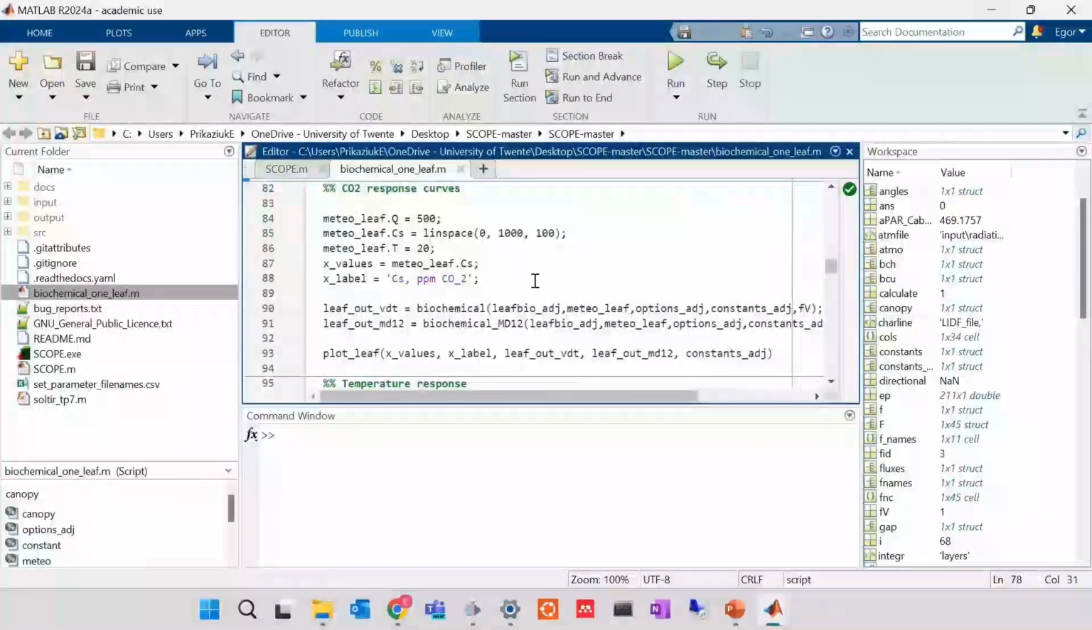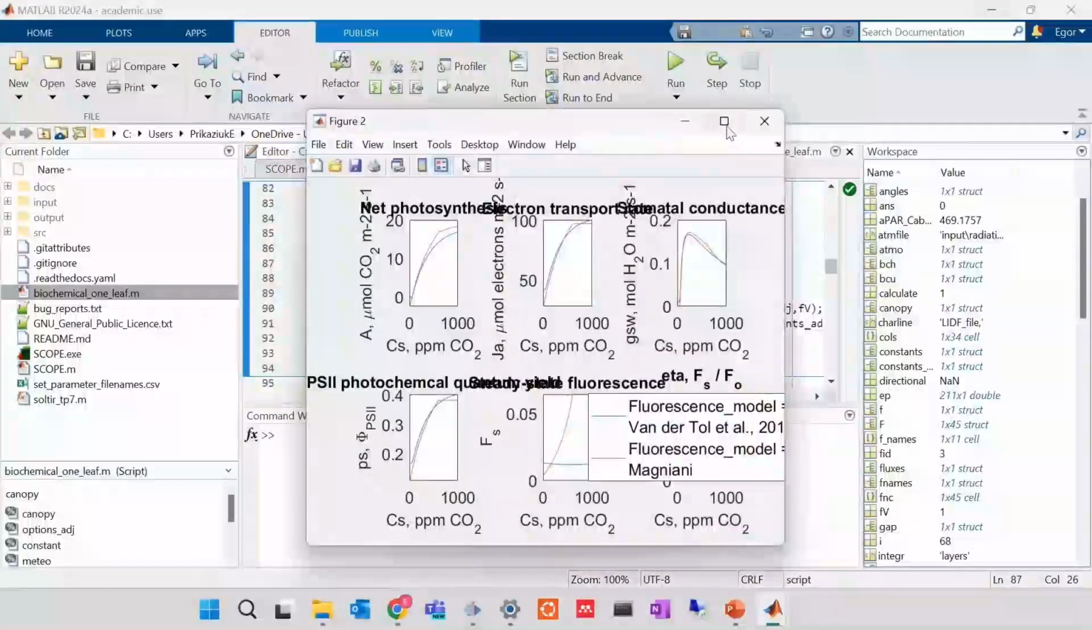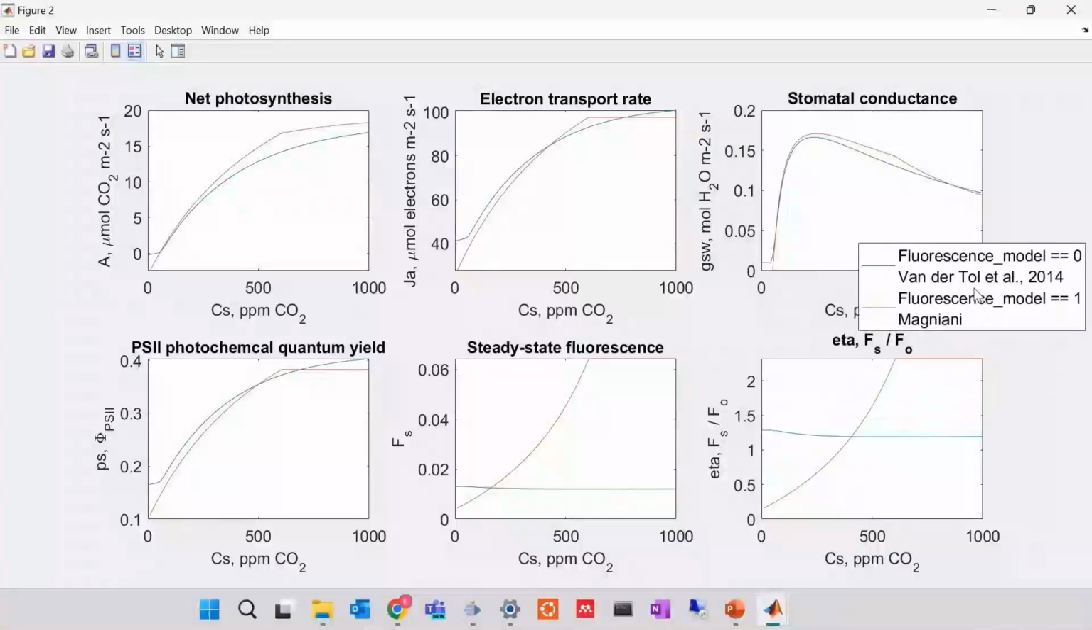If we now want to make CO2 response curves, we have to turn back light to some level that drives photosynthesis, let's say 500 micromoles of photons, then CO2 concentration in the boundary layer I sample from 0 to 1000 ppm. Leaf temperature we leave the same, and running that, we'll see these sort of responses.